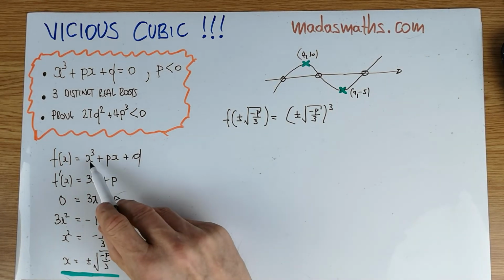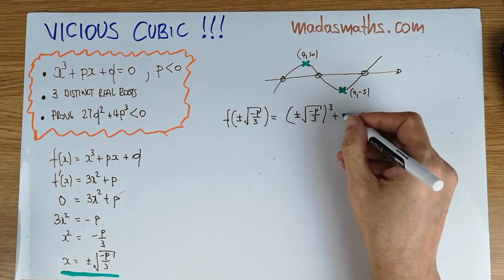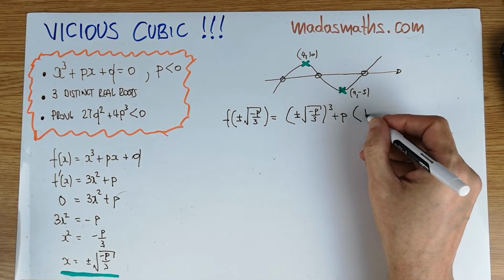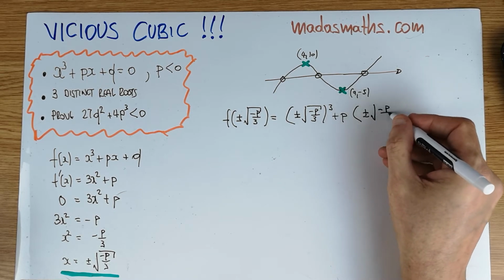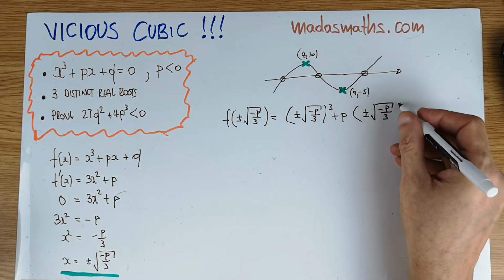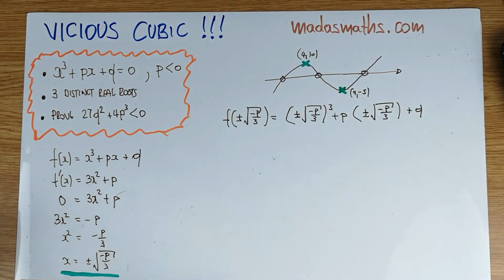So that's the cube. Okay, and then we go plus p, bracket, plus or minus square root of minus p over 3, plus the q. So that's the y-coordinate. We need to simplify that.